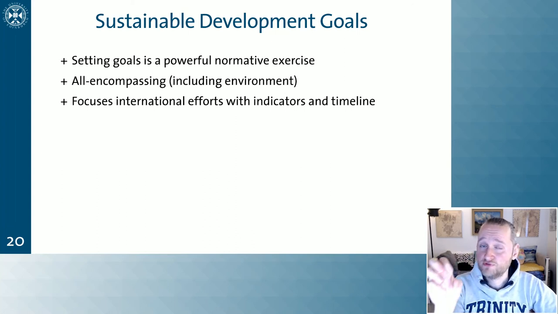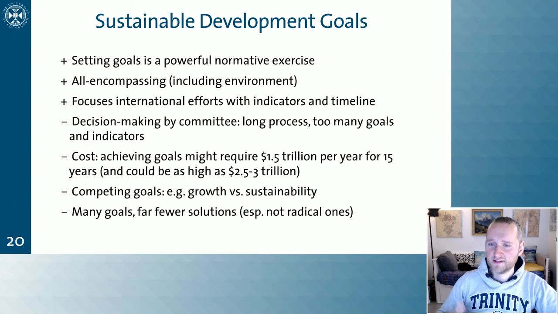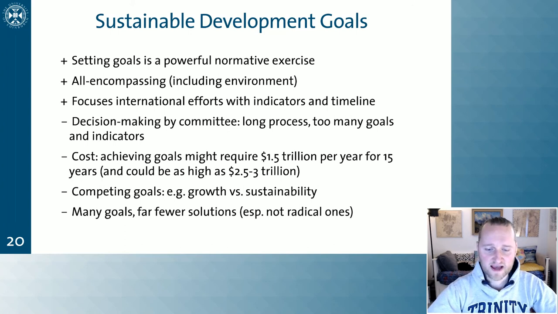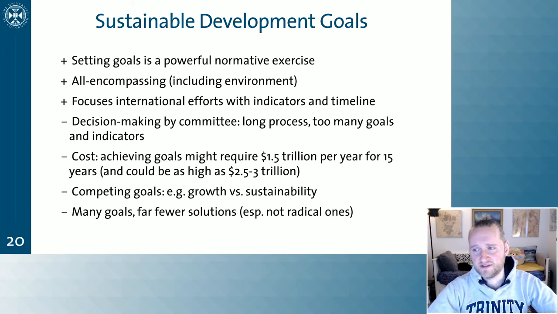It does also do the same thing that the MDGs did, in that it focuses international efforts. So there's a timeline attached to the SDGs, and there are indicators attached to the SDGs. So we know what we're supposed to do. Each country in the world technically knows what it's supposed to do towards achieving greater sustainable development. Now, of course, there is criticism. The SDGs are still something that has come out of a committee. So the decision making was pretty difficult. The public was asked, experts were asked, diplomats were asked, states were asked, and so on. And you could argue that 17 goals is just a bit too much.